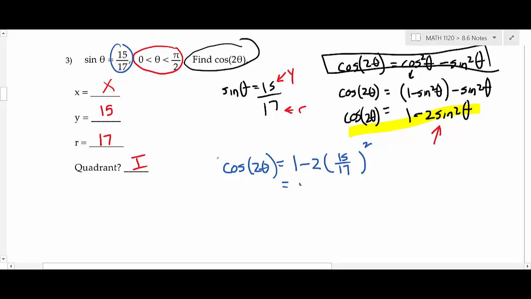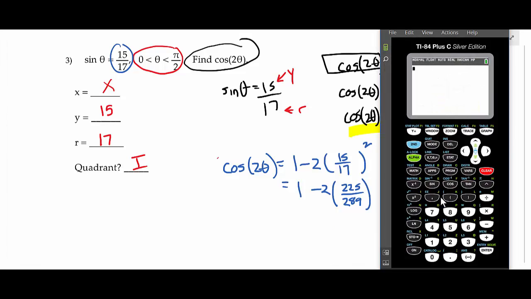Okay, so that's going to be 1 minus 2 times, if you square 15, that's 225 over, this one I think is 289. The calculator takes 17 times 17. I don't know if I'm right. I think I am, though. Let me just double check real quick. So let's see, 17 to the second. I know it ends in 9.